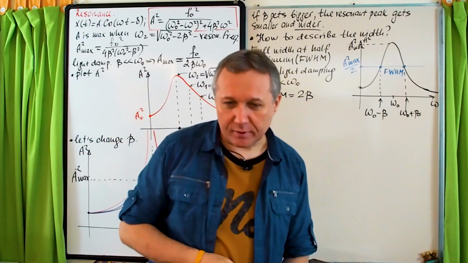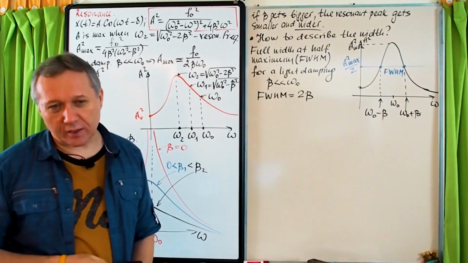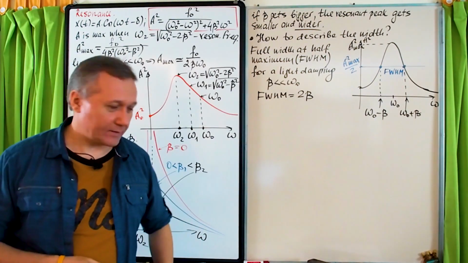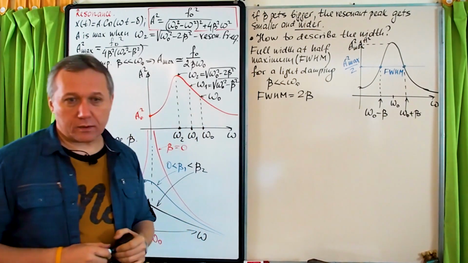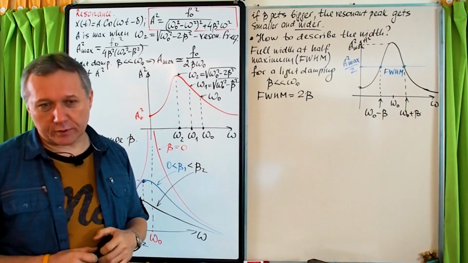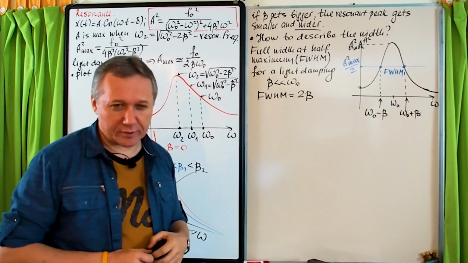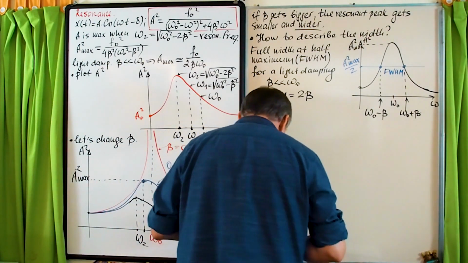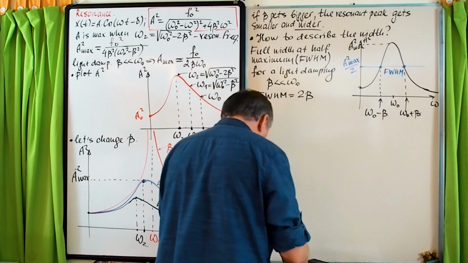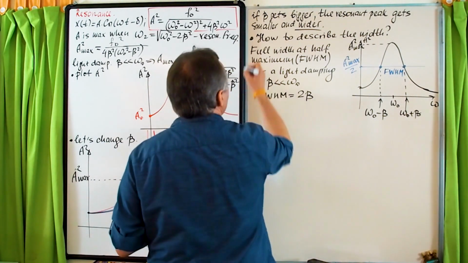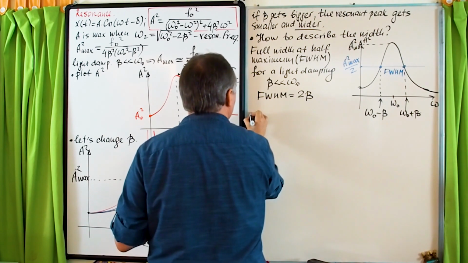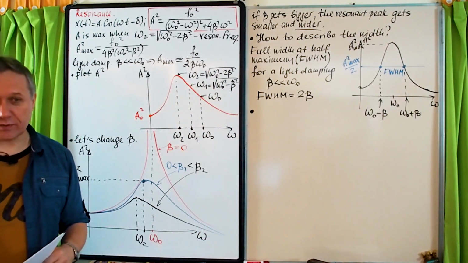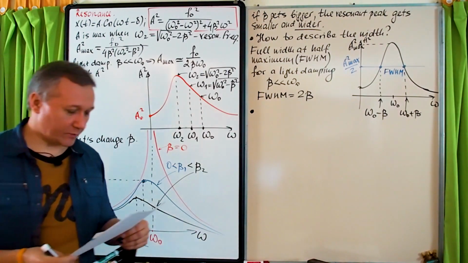Then there is another parameter which shows how sharp the resonance, this resonant peak, is. And that parameter is called the quality factor. So let me introduce it, and then I will tell you when I first heard about this. So this is the first bullet. Now the second bullet. Again, all these are parameters which can be used to describe this resonant curve.